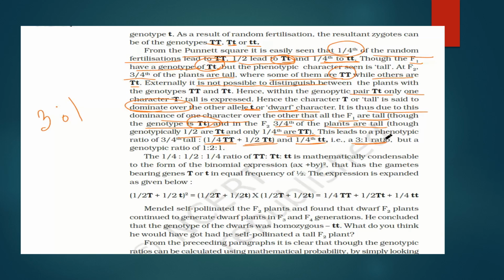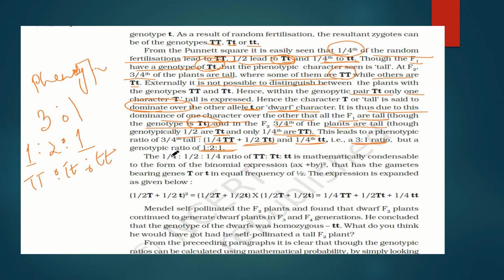So 3:1 is the phenotypic ratio, but the genotype ratio is 1:2:1. So this is the genotype ratio, TT is to Tt is to tt. So this is how the genotype is divided, and this is how the phenotype ratio is divided. So is it clear to everyone now? It is a bit difficult, but if you understand this first part, for the dihybrid cross also it will be very easy for you to understand.